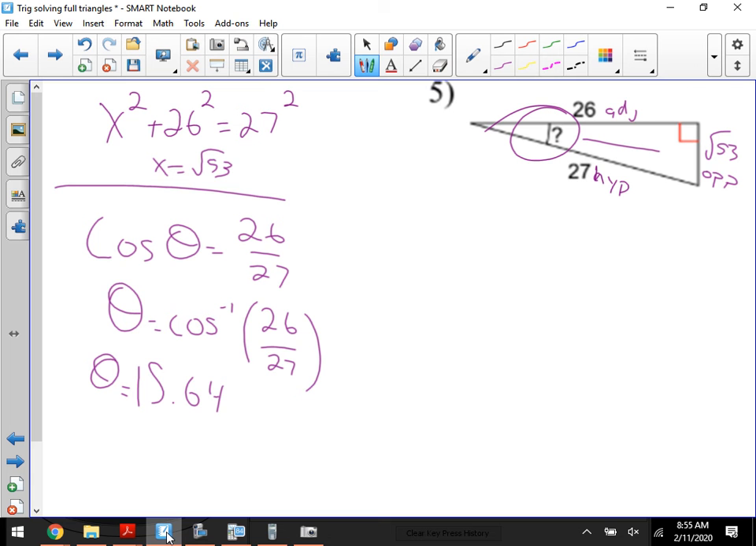I never use what I solved for. I'm using my beginning. Okay, always use your givens. Because what happens if that root 53 was wrong? Will my next part be right? All right, and that's the whole idea. If you think about it, there's 3 parts to each one of these, and each part is theoretically independent of each other if you reuse your givens.